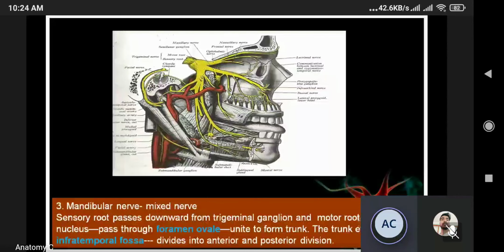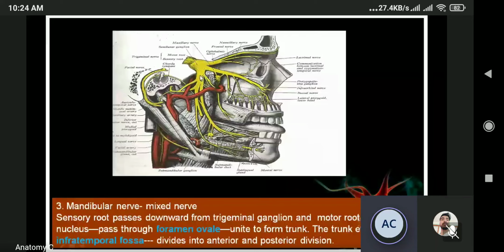Now see, this is the mandibular nerve, which is the mixed one. It has the sensory root and the motor root. The sensory root will pass downward from the trigeminal ganglion, and the motor root will be somewhere over here. They unite and pass through the foramen ovale, and unite to form the trunk. This is the trunk. The trunk will enter the infratemporal fossa, where it divides into the anterior division and the posterior division.